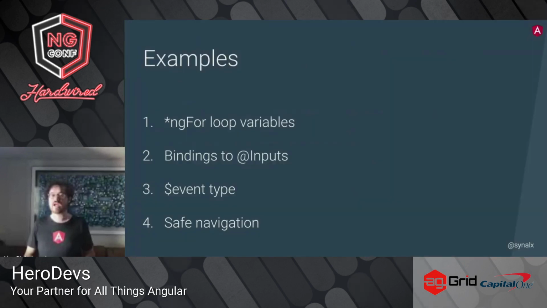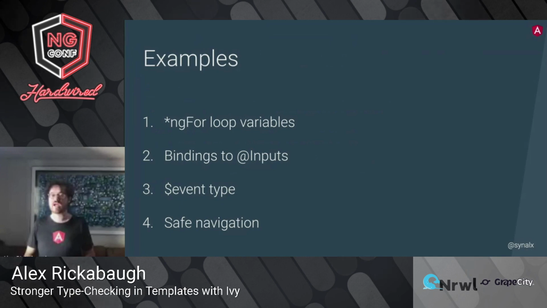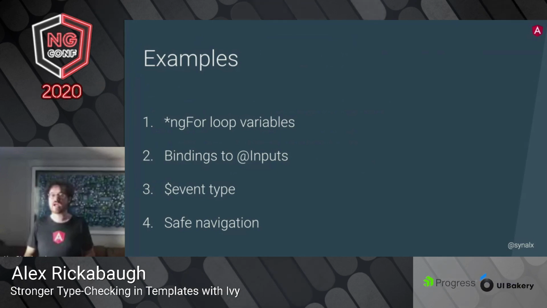So now let's talk about Ivy in strict templates and run through a few examples. I'm going to show you 4 of them where our type checking has improved significantly. So first, I want to talk about type checking of ngFor loops. Also, that check of binding assignability, so making sure the inputs of directives or components are actually compatible with the expressions that you bind to them. Inference of the $event type for output bindings. And last but not least, some fixes to strange behavior around the type checking of safe navigation.